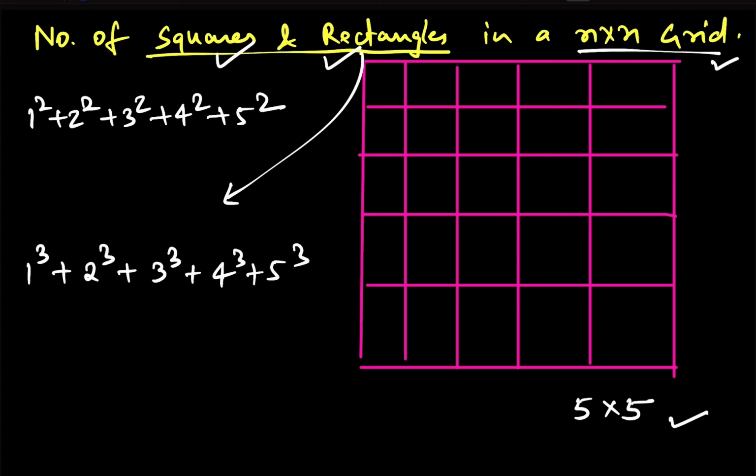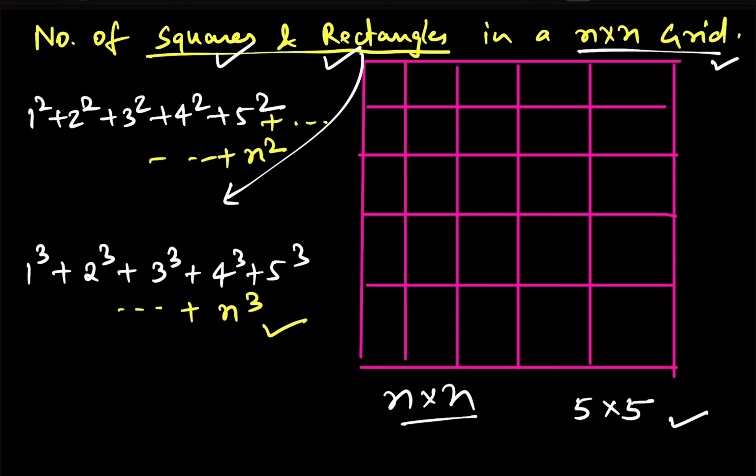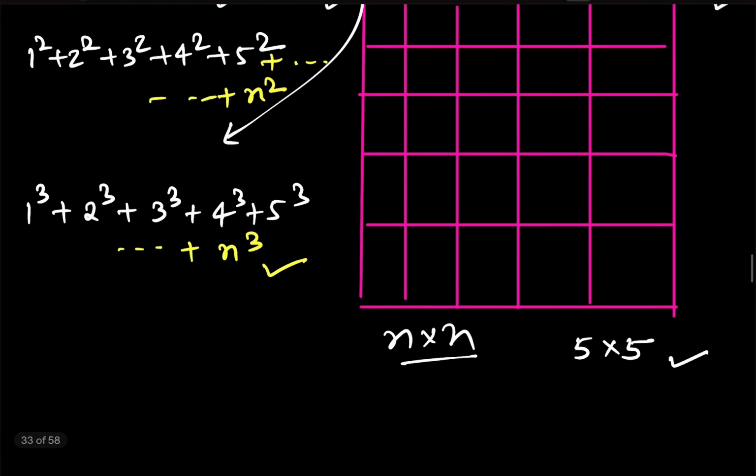And the total number of rectangles will be 1 cube plus 2 cube plus 3 cube plus 4 cube plus 5 cube. And if it is an n cross n grid, in that case our result will extend to n square, and the rectangle result will extend to n cube. So let's prove this. Let's first prove the square part.